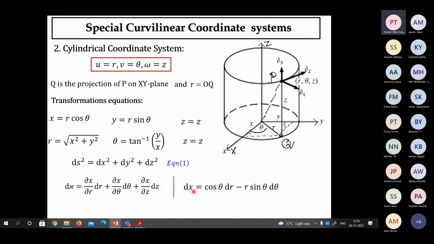I told you the strategy. ds square is this. We know what x is, so we are going to find dx square from this. We find dx first, then we square it. Then we find dy the same way and square it. We will find dz square, then sum all up and you will get one expression that you have to compare with the standard expression in terms of metric parameters. That's what we are going to do.